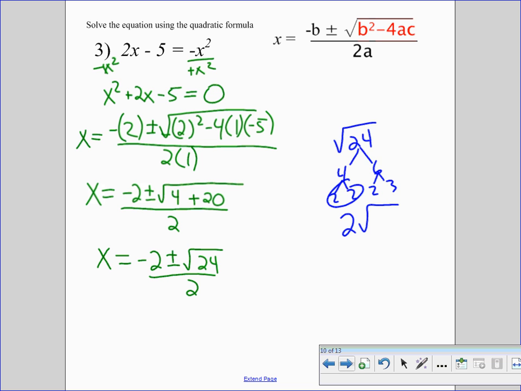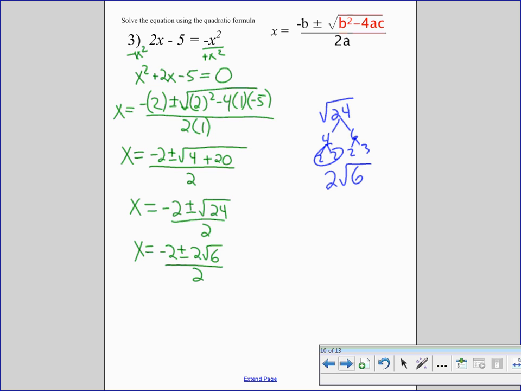As 2 times the square root of 6. So down here we would write x equals negative 2 plus or minus 2 times the square root of 6 divided by 2. But we can cancel the 2's. And we'll end up with x equals negative 1 plus or minus the square root of 6.